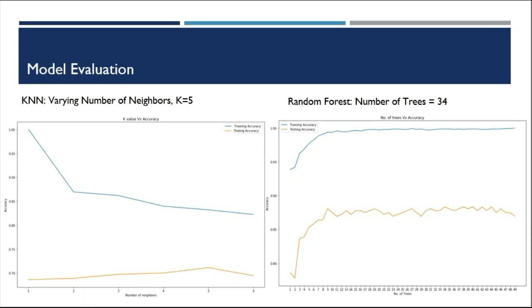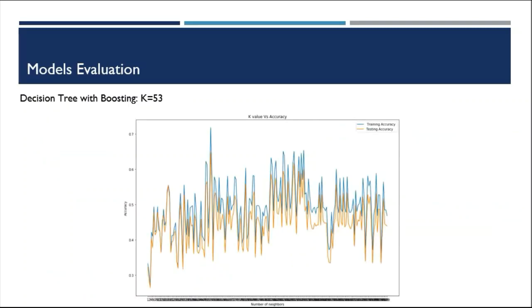Here the graphs show the tuning of the hyperparameters. For the KNN model, k equal to 5 gives the best accuracy. For the random forest model, it gives the best accuracy when it reaches 34 trees. We have used the AdaBoost classifier with decision tree to get the best accuracy. When we reach k equal to 53, it gives the best accuracy.